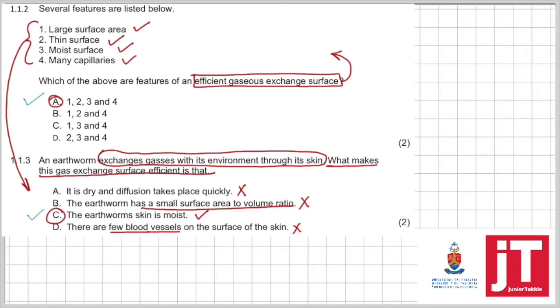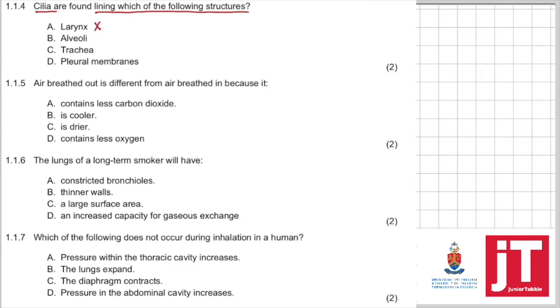Right, looking at 1.1.4, cilia are found lining which of the following structures? Larynx? No, that's where we find the voice box. Alveoli? No, those are the terminal ends, the gas exchange surfaces, so we're not looking for cilia lining those surfaces. The trachea? Maybe. And our pleural membrane surrounding the lungs? Possibly not. So in terms of the trachea, I would say option C is definitely going to be the option we select here.